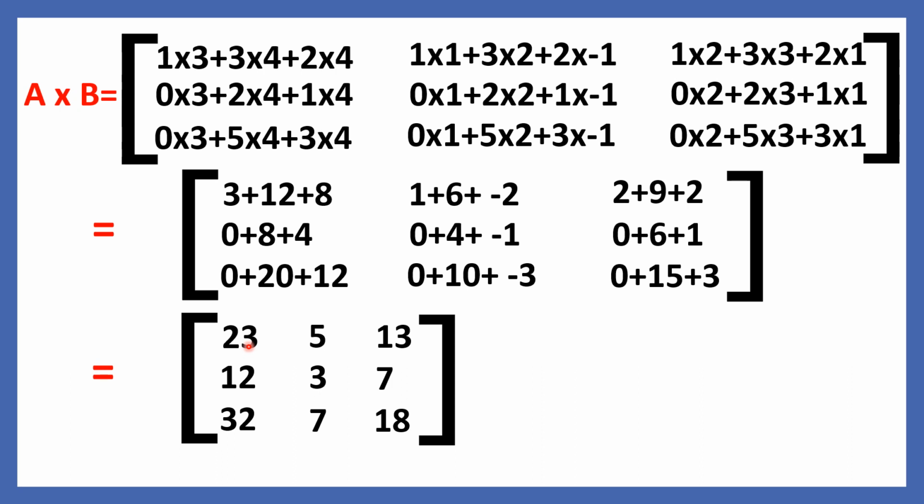Again, I am reminding that when multiplication of A into B is asked, we have to consider A first and B as the second matrix. And A into B is not equal to B into A. It is different. So when A into B is being asked, we have to consider A as the first matrix and B as the second matrix. This is the resultant matrix that we have obtained, or the solution of the given problem to find A into B.